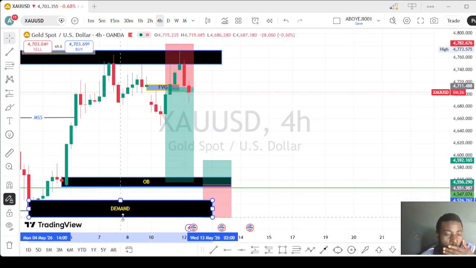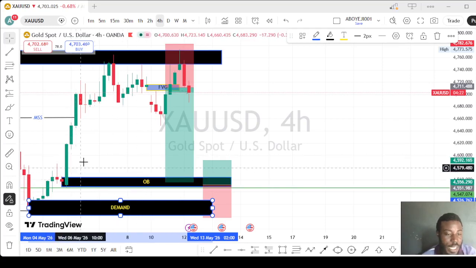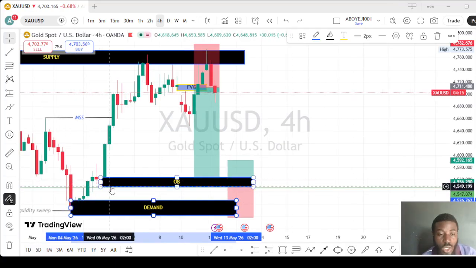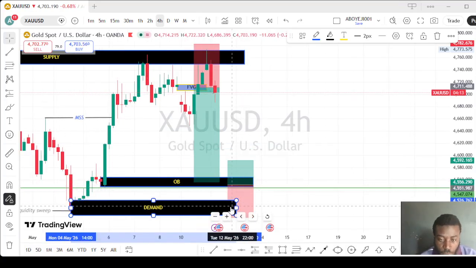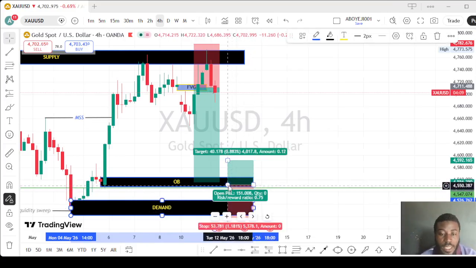This one just gave us an order block, because there's an FVG in between, and you can see this demand has no FVG. What if the market wants to sell this? The market may later sell this order block as liquidity. But as for now, this is what we are looking from. This is where we are buying the market.